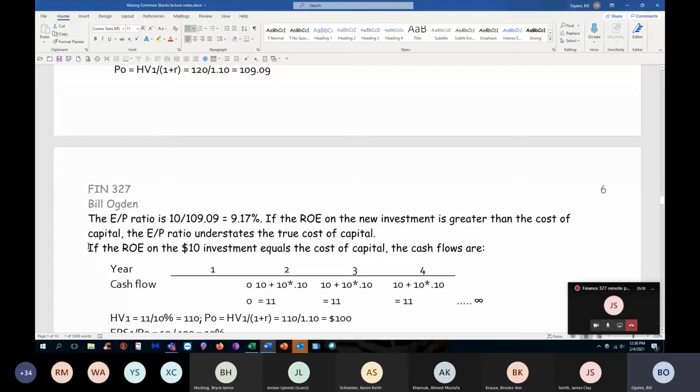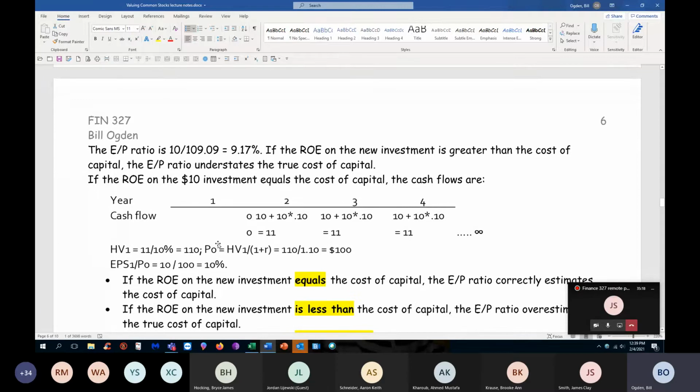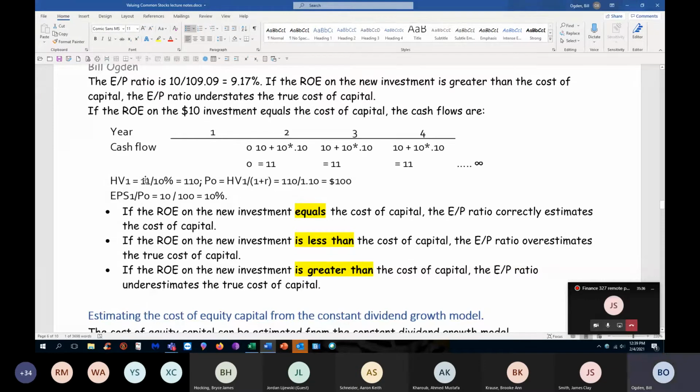Okay, and then here's the last possibility, and that would be, what if the ROE equals the cost of capital? Following the same procedure, we earn $1 on the year one investment of $10, and so our cash flows become $11, $11, $11 to infinity, and horizon value one becomes $110, and the price becomes $100. EPS 1 over P0 is 10%.